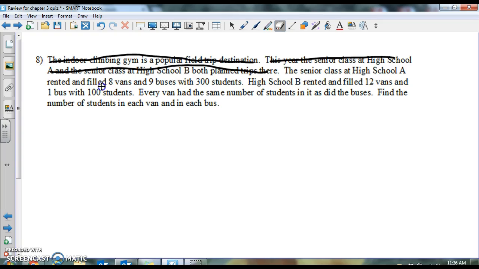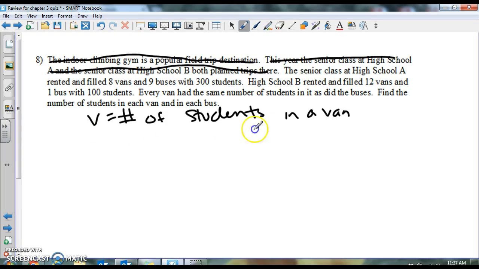The senior class at High School A rented and filled 8 vans and 9 buses with 300 students. That's important. High School B rented and filled 12 vans and 1 bus with 100 students. Each van had the same number of students as the other vans, and each bus the same as the other buses. Find the number of students in each van and each bus. You've got to tell me what your variables are. So if you're going to use V for vans, you need to write V as the number of students in a van, and then write B as the number of students in a bus.